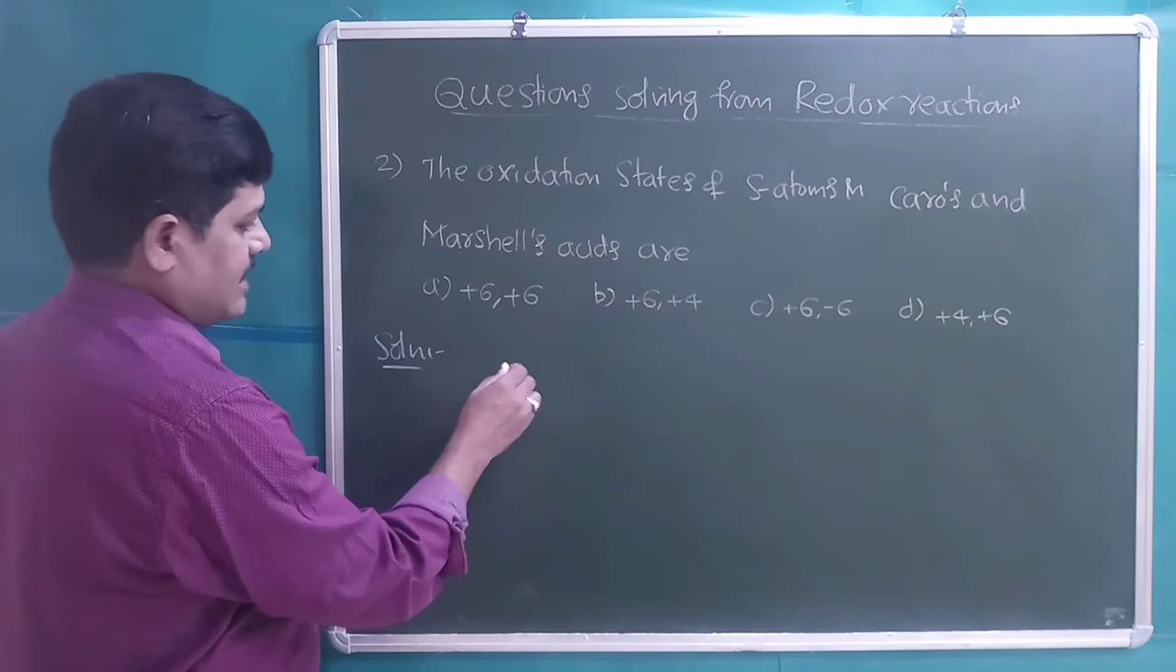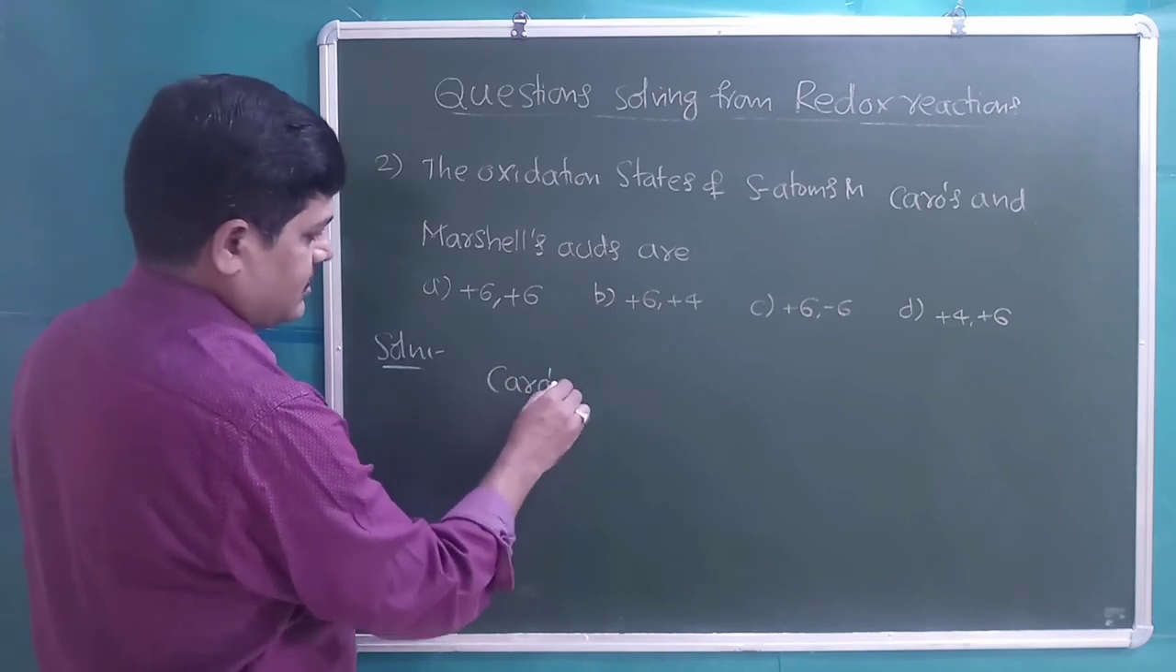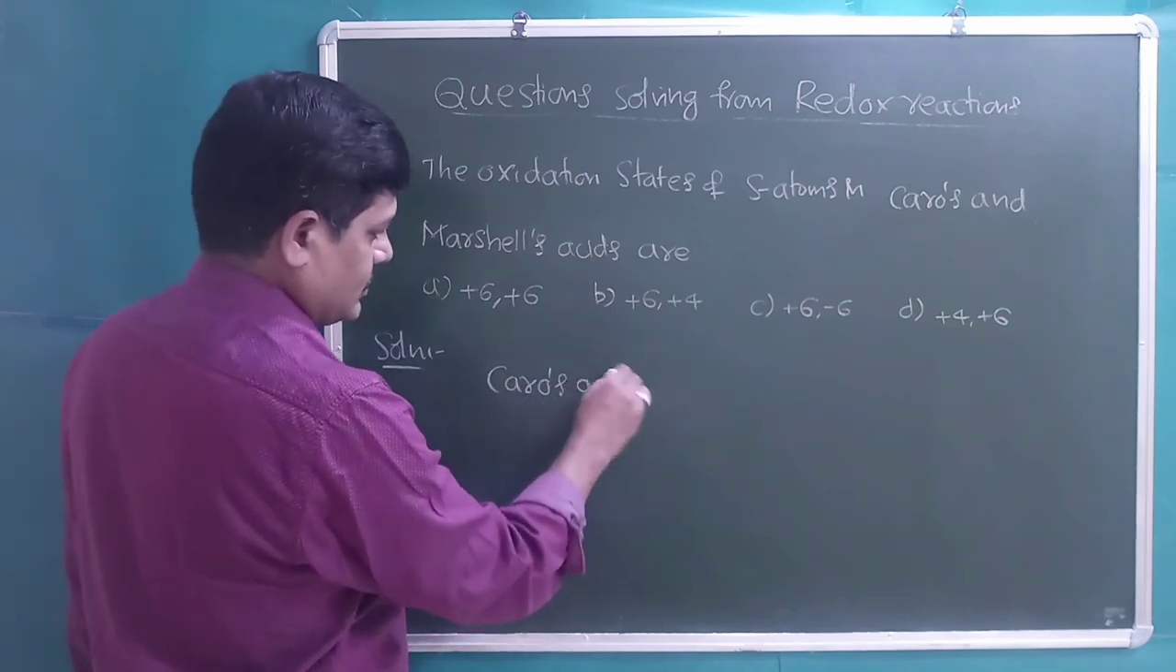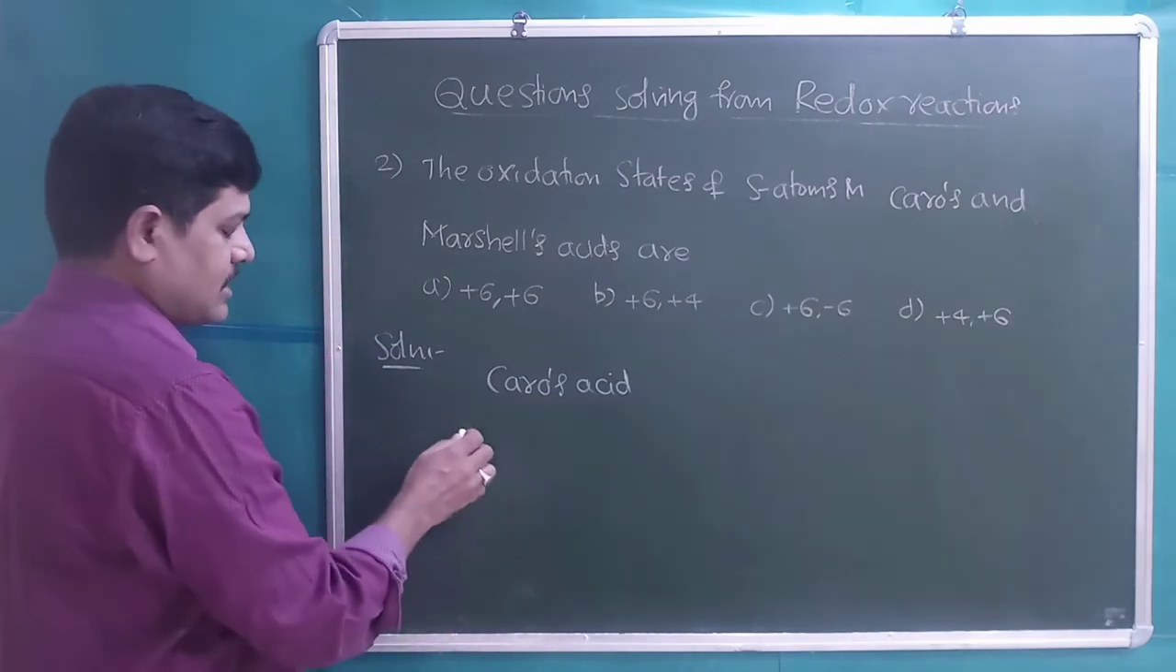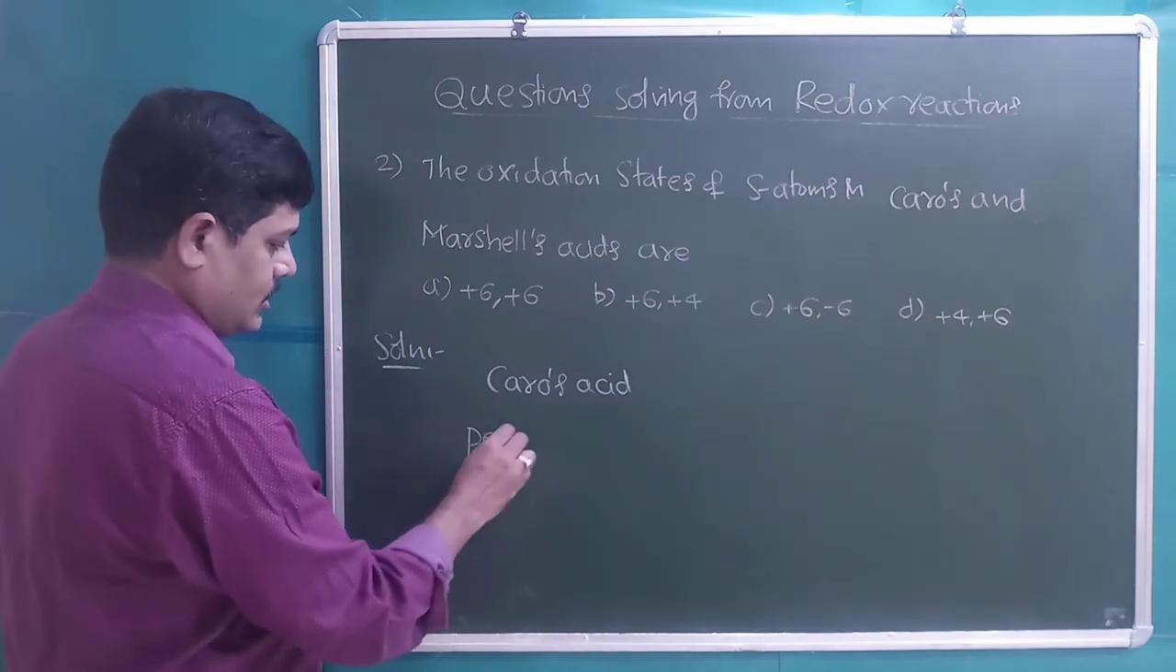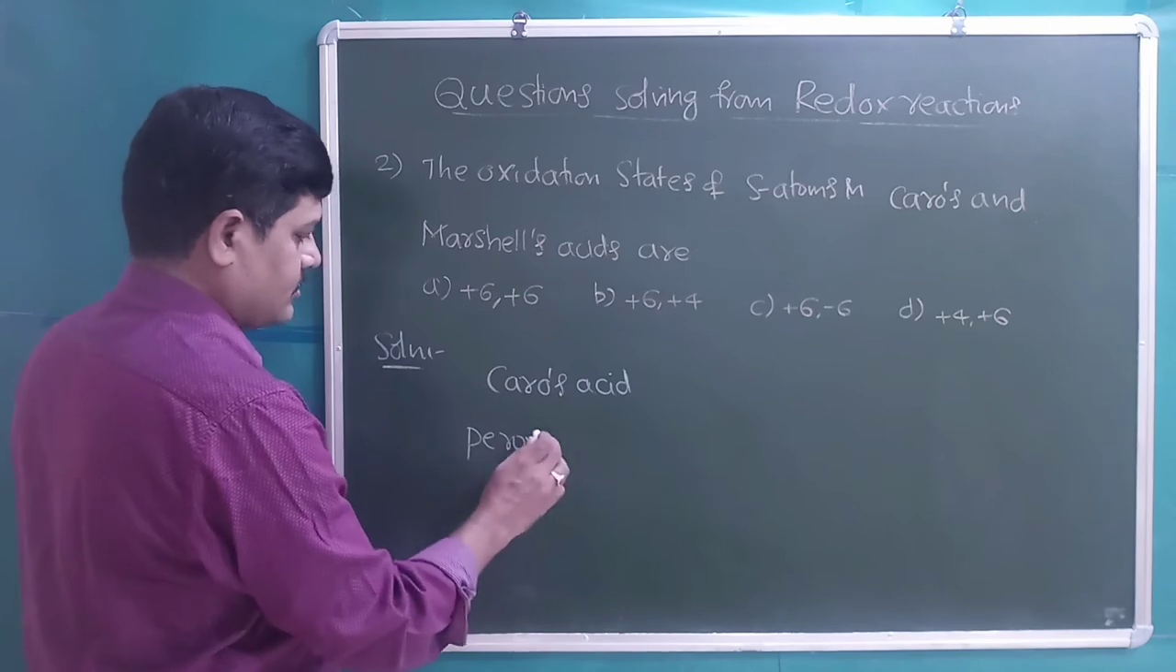Students, first acid, Caro's acid. The chemical name of Caro's acid is peroxosulfuric acid.